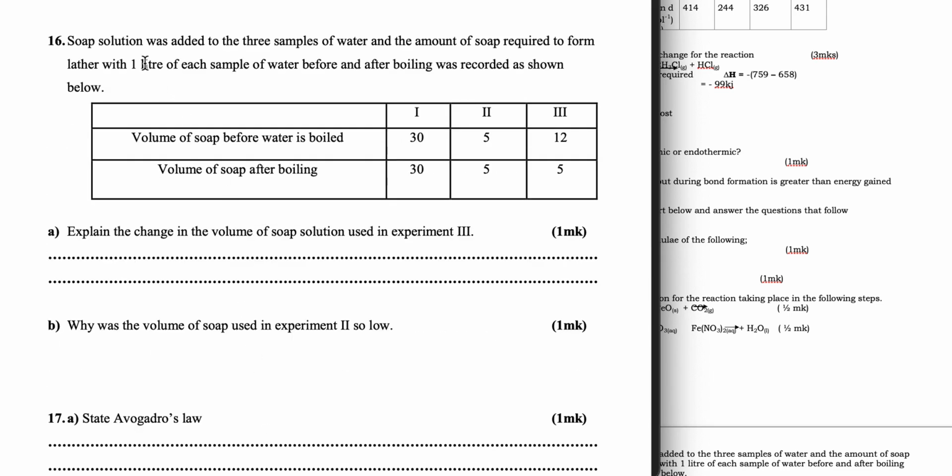Question 16. Soap solution was added to the 3 samples of water, and the amount of soap required to form lather with 1 liter of each sample of water before and after boiling was recorded as shown below. Volume of soap before water is boiled, and then volume of soap after boiling. Explain the change in the volume of soap solution used in experiment 3.